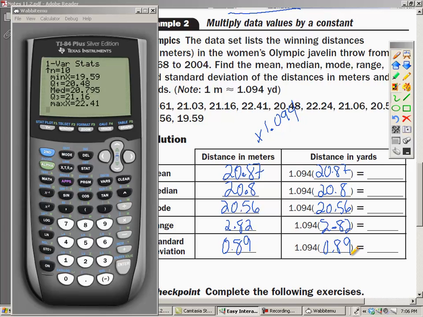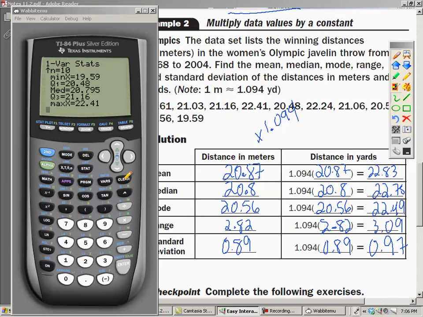0.89, and when we multiply all that stuff out, I get 22.83, I get 22.75, I get 22.49, I get 3.09, and finally 0.97. All right? Now, that's one way to do that.